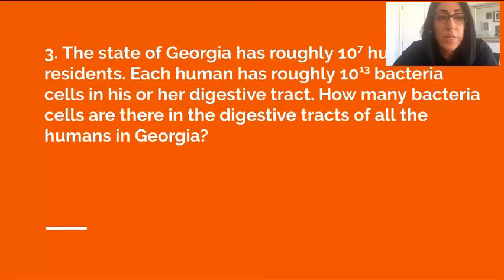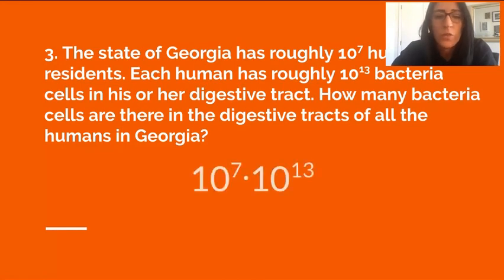In question 3, the state of Georgia has roughly 10 to the 7th human residents. Each human has roughly 10 to the 13th bacteria cells in his or her digestive tract. How many bacteria cells are there in the digestive tracts of all the humans in Georgia? Well, first you have to conceptually understand that you're multiplying these together. Now that we've developed a rule, we know that we're really just adding those exponents together, and that is equal to 10 to the 20th.